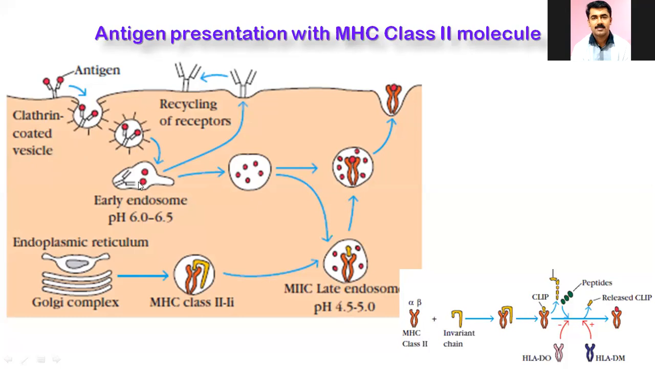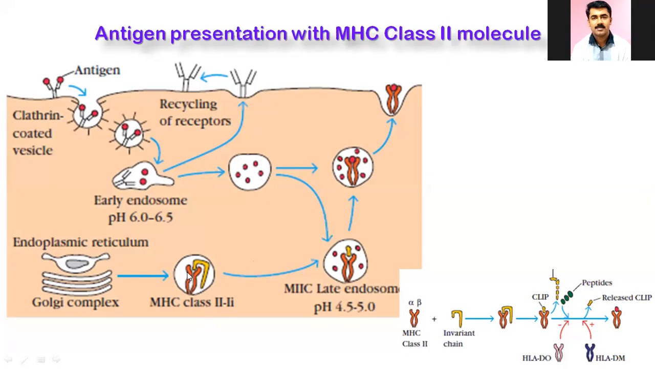So as soon as they come in contact with the low pH, the antigen and antibody get separated, and then those peptides are chopped into small pieces, and then they are expressed on the MHC class 2 molecule.